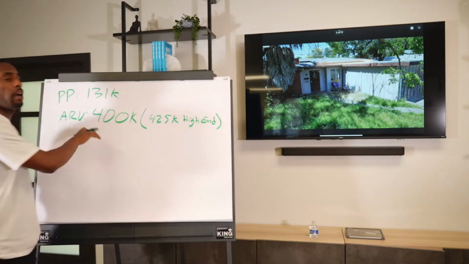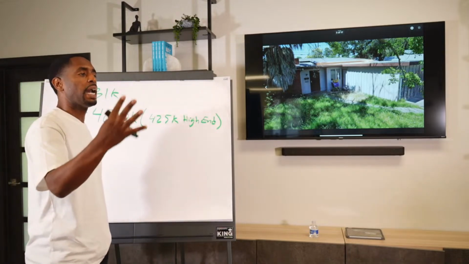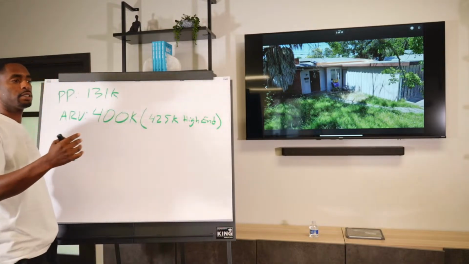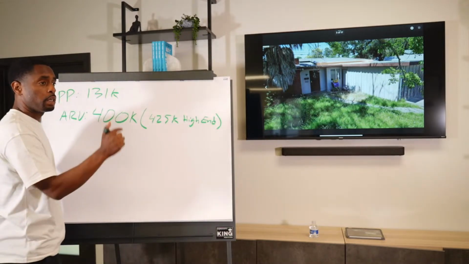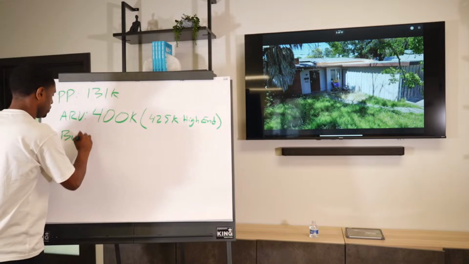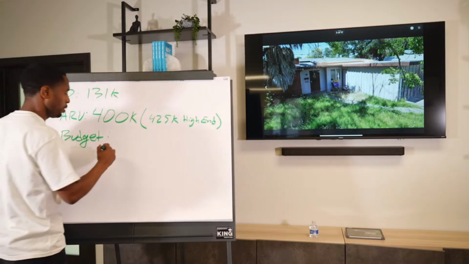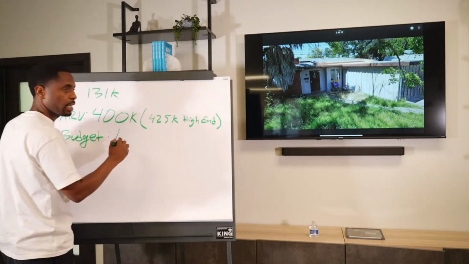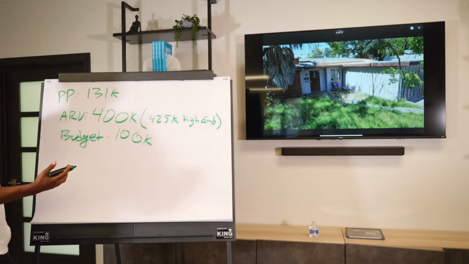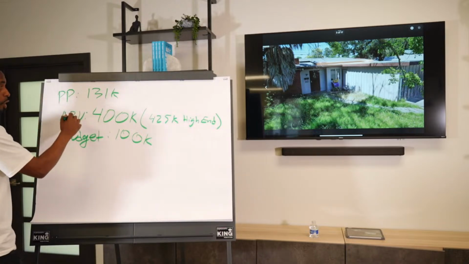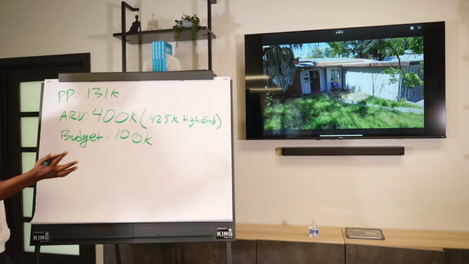Okay. So our ARV is conservative, because we always want to be conservative. If you always shoot for the highest number or the best likely possibility, you'll find yourself out of this business very quickly. So our ARV is 400,000. You said our budget for repairs was 90 grand. We'll put a 10% kicker in there for surprises. So we're at 100K. So 131 plus our repairs is 231K.